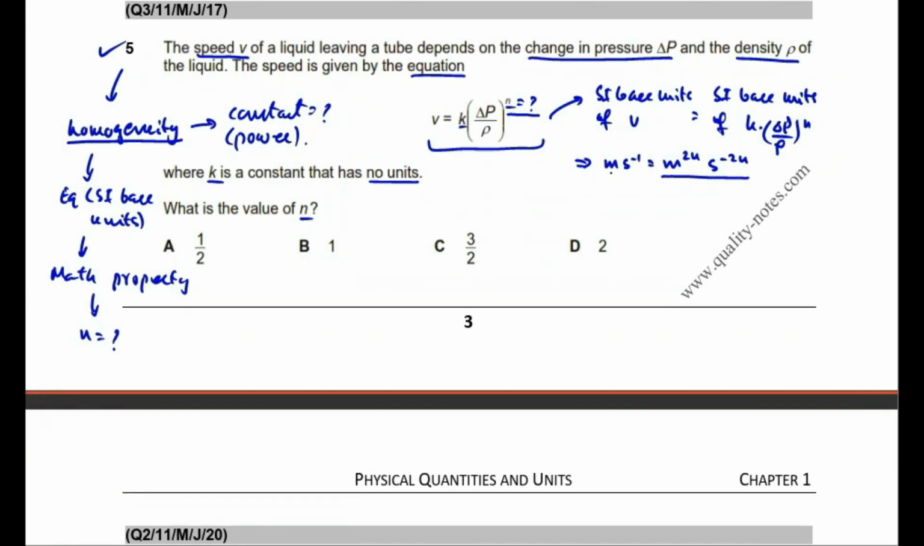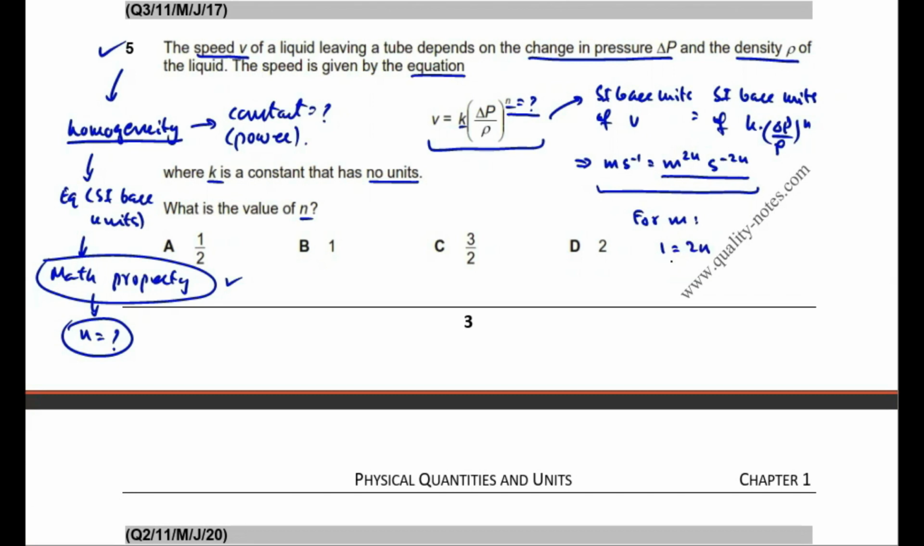Now students, note that this equation only contains SI base units, meter and second, and they are both SI base units. Students, now we can use the mathematical property that I was talking about earlier to determine the value of power n. Students, according to this mathematical property, if there is an equation that only contains SI base units, for example, this equation only contains meter and second, then for any specific base unit, for example, meter, we can equate the powers on both sides of the equation. So for meter, students, we can write power of meter on the left hand side, which is 1, is equal to power of meter on the right hand side, which is 2n. Now students, we can easily determine the value of n from this equation as 1 by 2.